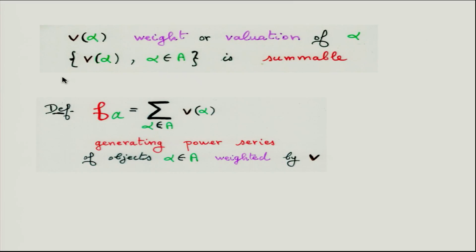I will say that this weight is summable, and by definition, I can then define the generating function of such objects. F index the class of objects weighted by V is the sum of the weights of all the objects, and this sum makes sense. In particular for heaps, I will have some weight. I weight each heap, and I will be able to define the sum of all the weights of all the heaps. And then I will give you the first lemma, which gives you a formula for this sum of the weights of all the heaps.